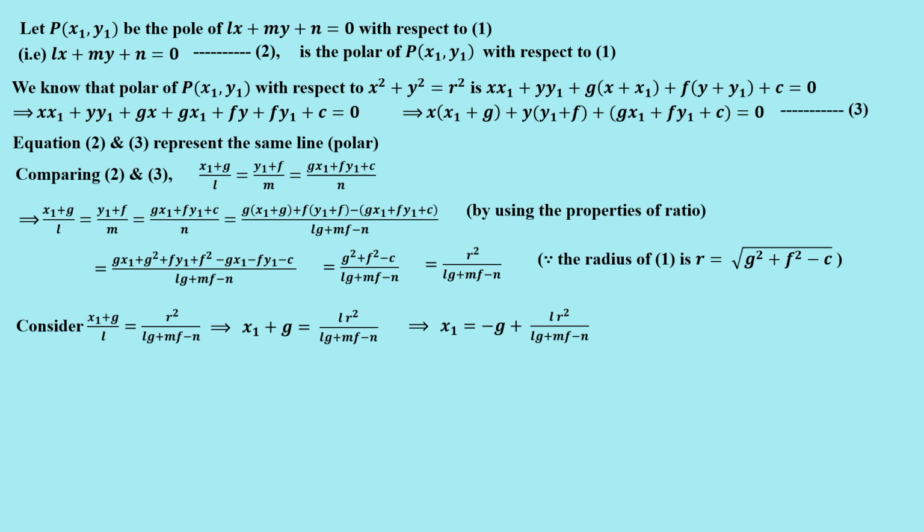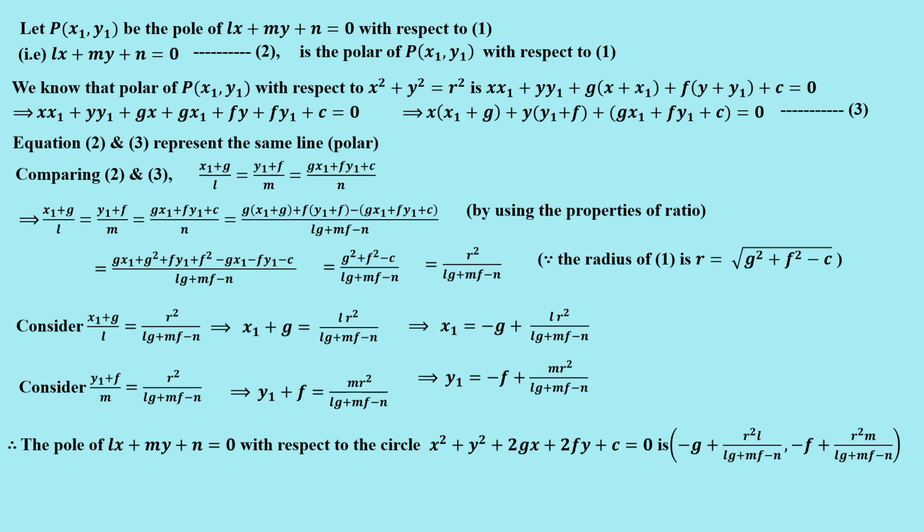Similarly, considering the second and the last one, the last one means r square by (lg plus mf minus n). All the ratios are equal, first, second, third, up to seventh. So we are taking the second one and the last one: (y1 plus f) by m is equal to r square by (lg plus mf minus n). Therefore y1 equals minus f plus m r square by (lg plus mf minus n). Therefore the pole is (minus g plus r square L by (lg plus mf minus n), minus f plus r square m by (lg plus mf minus n)).